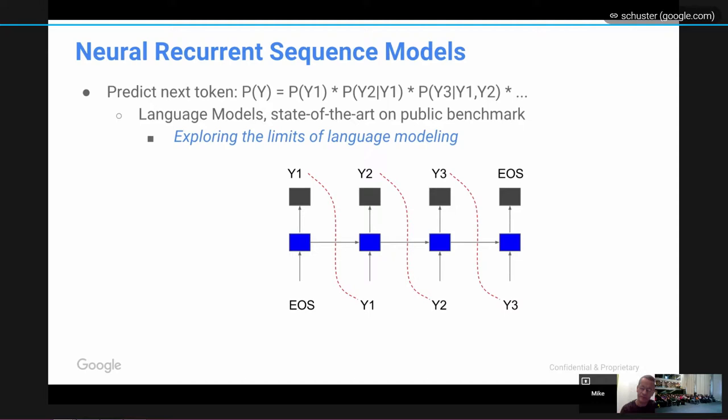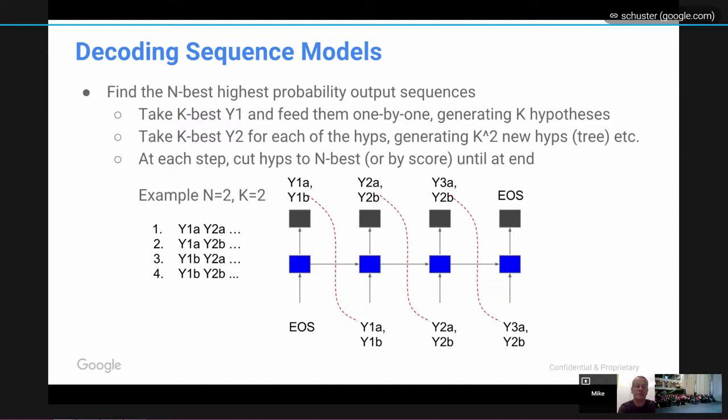So people always ask, or are sometimes confused, about how you decode with sequence models and what that exactly means. Decoding means to find the one best or the n best highest probability output sequences. The way to do this, for the one best, is you take your best output and feed it into the next input and get another best output and so on. So this would be generating the first best hypothesis. But if you want to generate an n best, you have to do this many, many times.